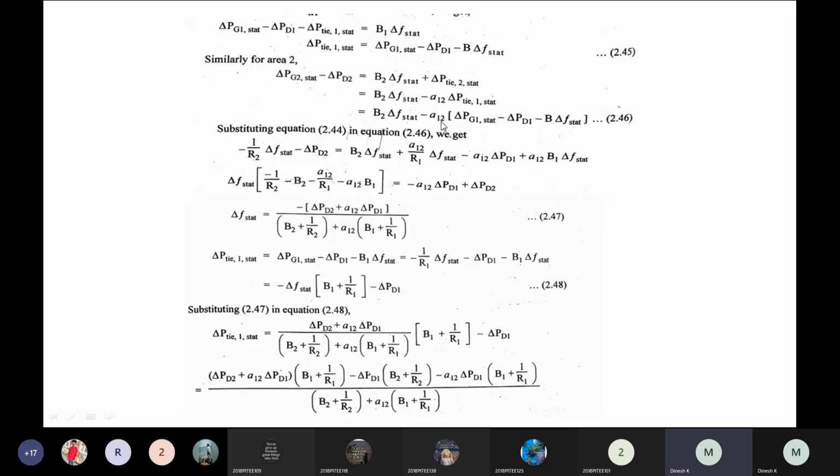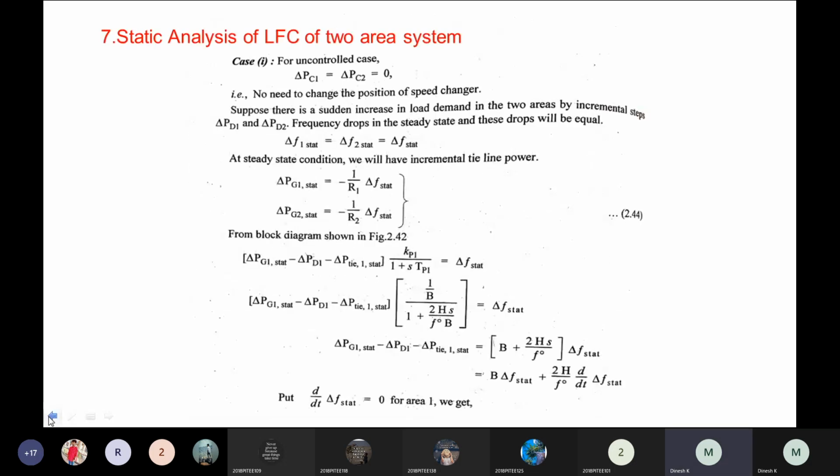சரியா? அதான் A12 போட்டிருக்காங்க. ஸோ del PG1 stat minus del PD1 minus B del F stat. So இது வந்து 2.46. Now try to substitute equations 2.44 and 2.46. So what is your 2.44? PG2 equal to minus 1 by R2 del F stat. Del PG1 stat equal to minus 1 by R1 del F stat. I have to substitute these two expressions in 2.46.